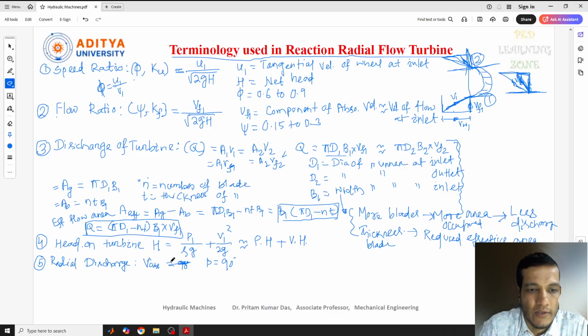That's why I have written that when it is 90 degrees, then beta equals 90 degrees. And for this, we can write VW2 will be 0 in this condition. And at this outlet point, the beta angle is 90 degrees. Similarly, at the inlet condition also, if you want to consider, that can be taken as VW2 equal to 0 and beta equal to 90 degrees.